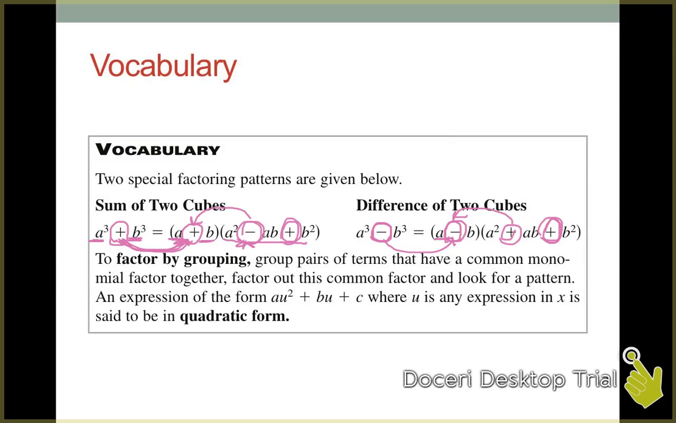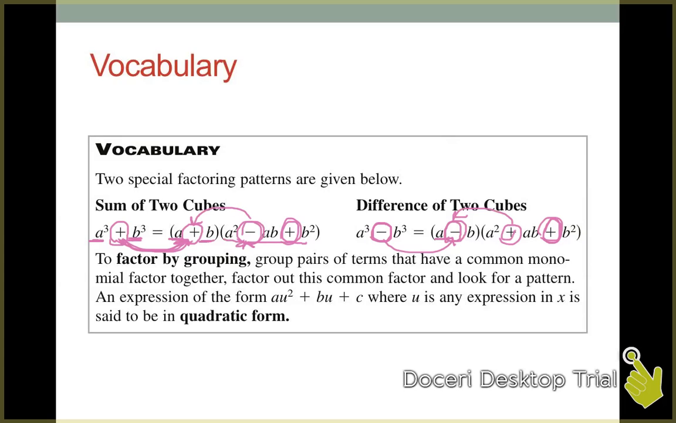The next vocabulary phrase is the factor by grouping, and there they're just explaining that we're going to group pairs of terms together that have a common monomial factor, and then we're going to factor that common factor out and look for a pattern. So we'll see how that works in just a minute.